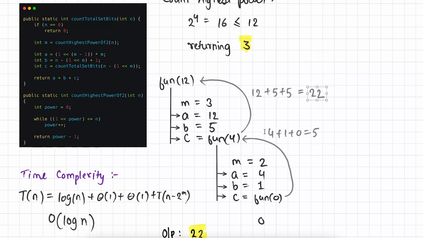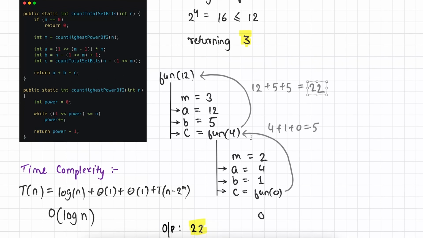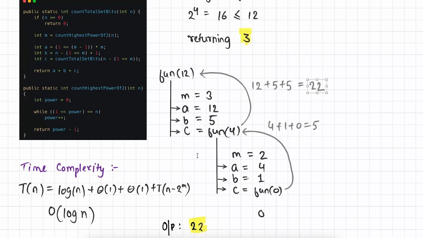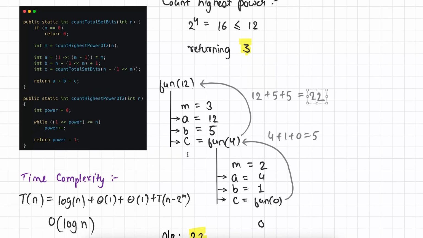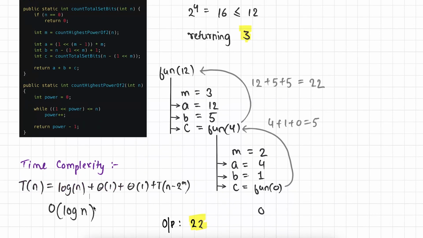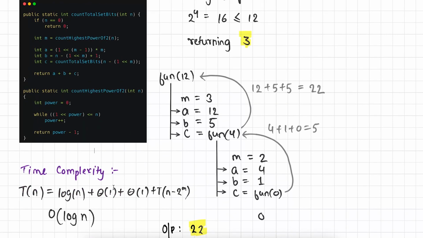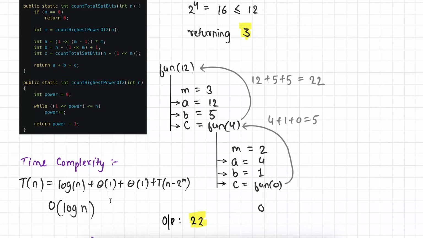Alright. Now talking about the time complexity of this function. Whenever we have a recursive solution, we generally write the recurrence relation of the function to calculate time complexity. So the recurrence relation of this function is going to be: time taken by this function is equal to, we are doing some log n work here. The count of the highest power of 2 takes log n time. Then we are calculating a, and that is constant work. So that's why plus theta 1.